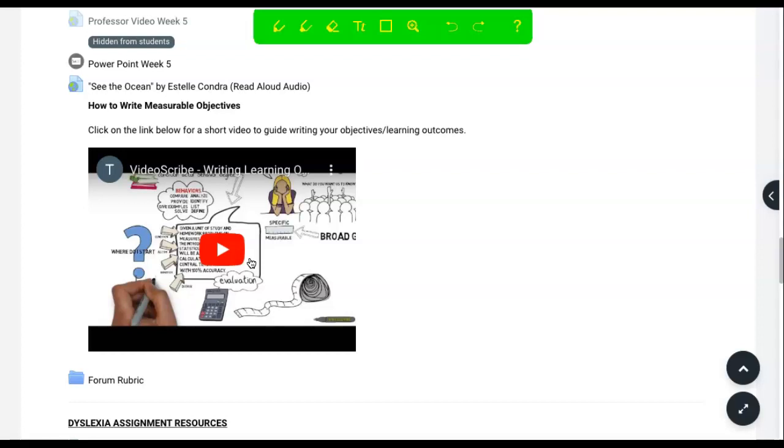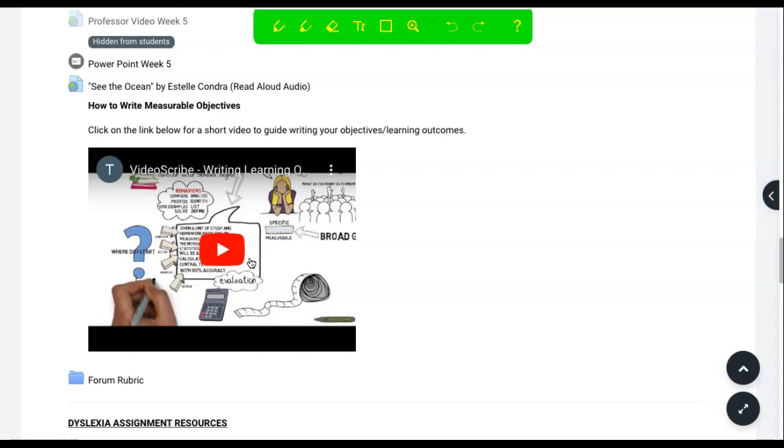What exactly is visualization and how is it implemented with trade books? Well, visualization was first mentioned in week 1 as a strategy that good readers use. We want students to form mental images in their mind as they read and/or are read to. When teaching this strategy, it is first modeled by the teacher. And yes, you're going to have to model it more than once. And you will see that in See the Ocean.